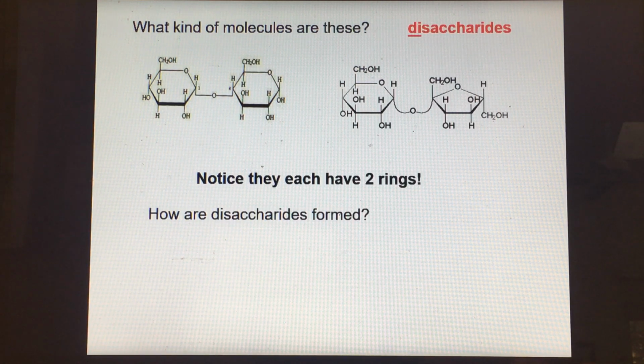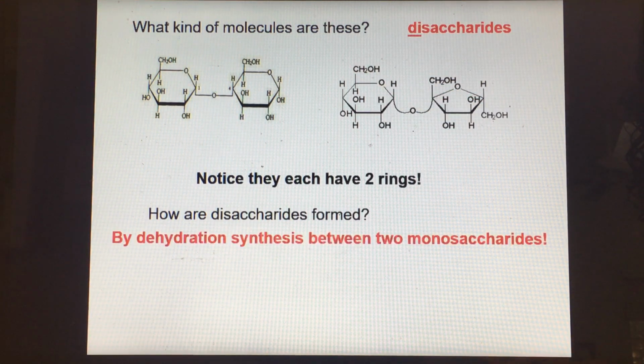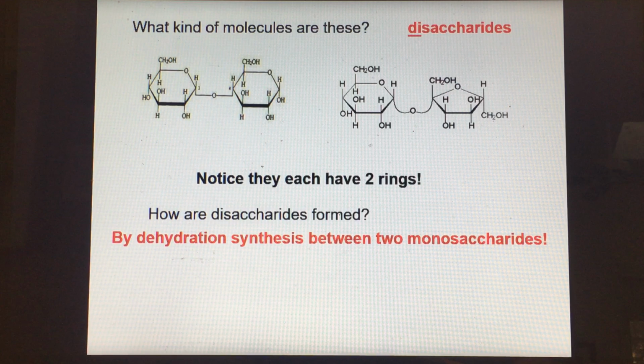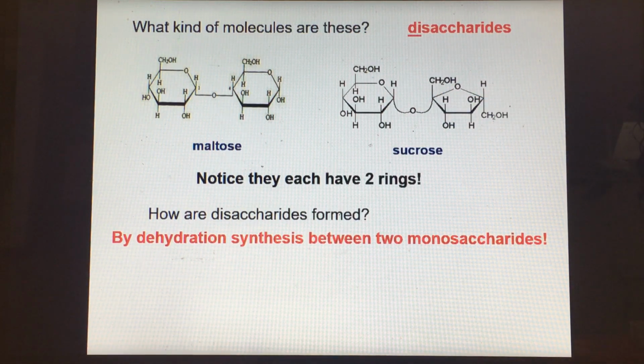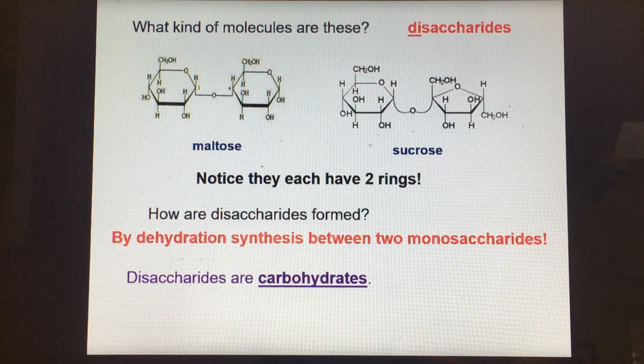How are disaccharides formed? The same way every dimer or polymer is formed. Anytime you're putting together 2 individual monomers to make a dimer, it's going to be dehydration synthesis. So in this case, it's dehydration synthesis between 2 monosaccharides to make a disaccharide. That is maltose, that's its specific name. So disaccharide just is a category, but maltose is the specific disaccharide when you have 2 glucoses bonded together. And sucrose is the disaccharide when you have a glucose and a fructose bonded together. I have always thought that this kind of looks like an ant. So disaccharides are carbohydrates, we're still in the same family here.